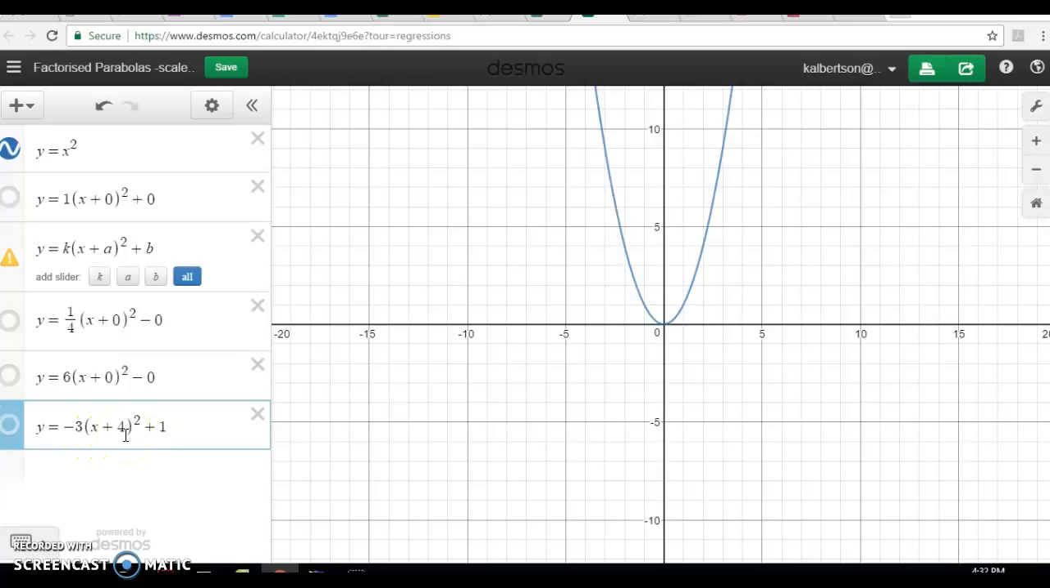Do you remember that that will shift the parabola sideways so its vertex sits on -4? And then it's plus 1. So it will shift it up 1. Okay, so I'm expecting a parabola to be sitting on -4 and +1, and I expect it to be skinny and upside down, and that's what the -3 did to it. That's what the scale factor of -3 did to this parabola.